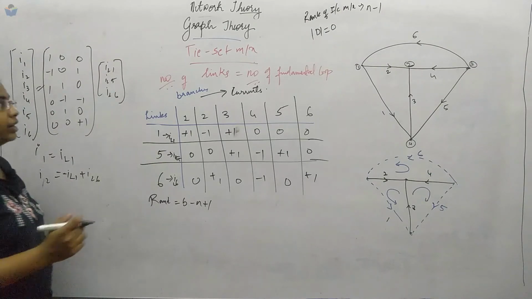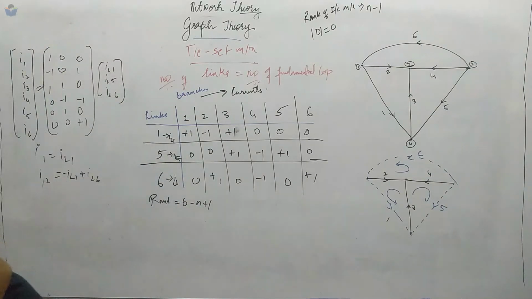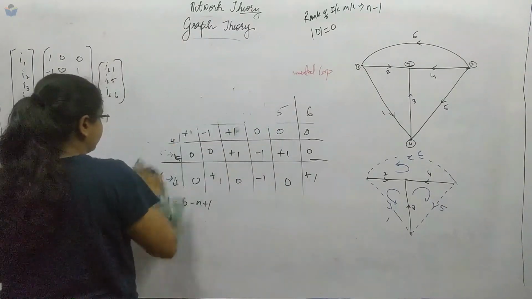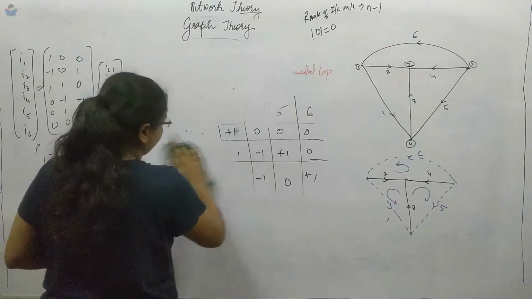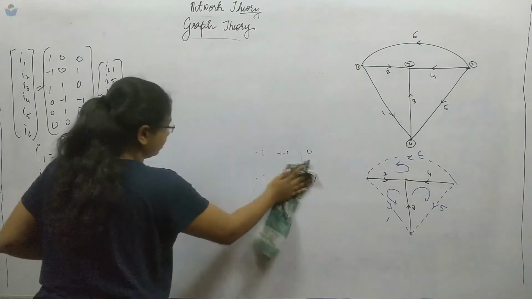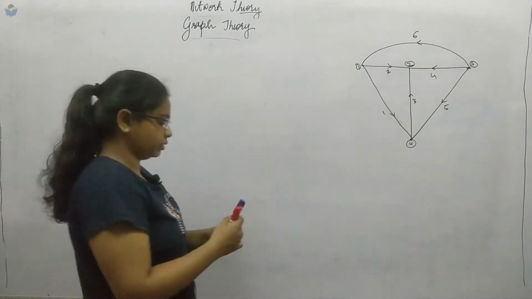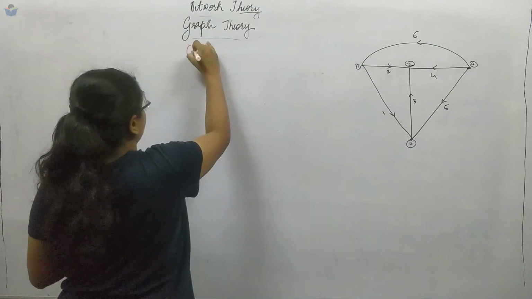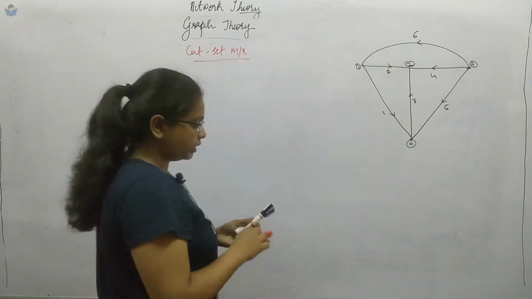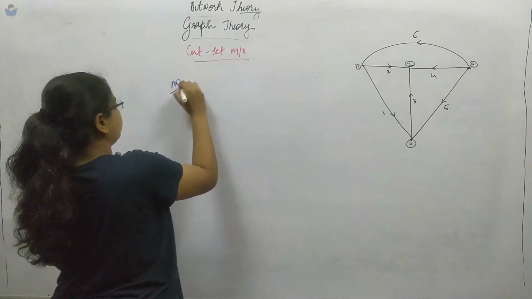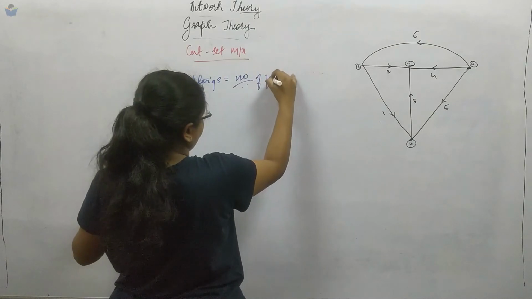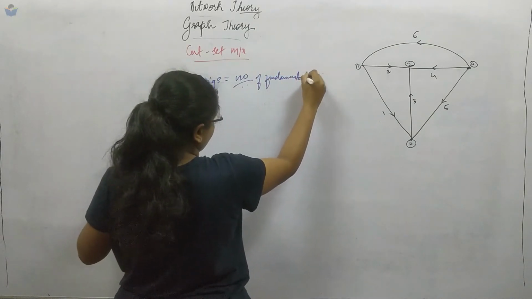Now coming to the Cutset matrix. That is the last topic in this one. Then we will solve some 2 questions based on this chapter. Now the Cutset matrix is based on the twigs. The tieset matrix was based on the links, and the Cutset matrix is based on the twigs. So the number of twigs will be equal to the number of fundamental cuts.